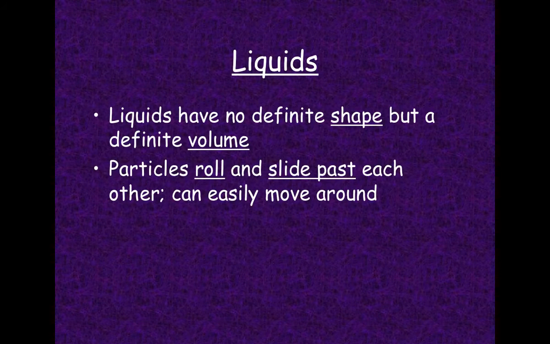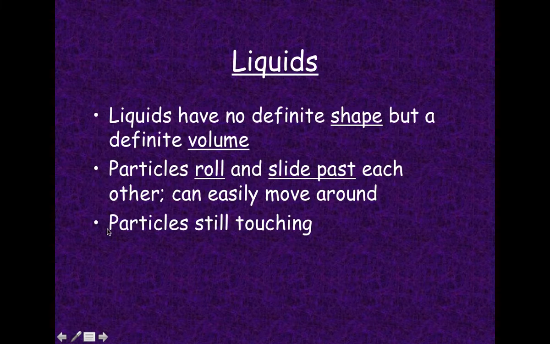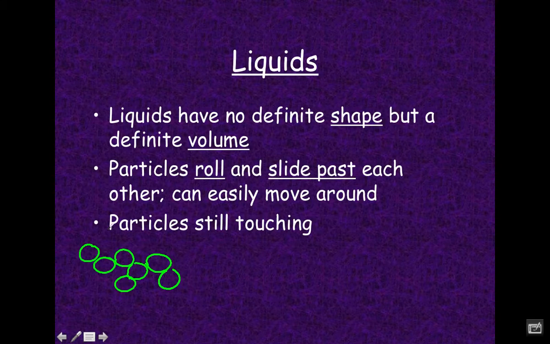The particles roll and slide past each other. They can more easily move around, because if I look at that particle arrangement, they are still touching. It would look something like this, where I have the particles touching, but as you can see, we've got some more space in between them. So this one can slide through here, that one can go through there, that can slide up in there, that one can roll. That's the idea, they have this room that they're able to move.